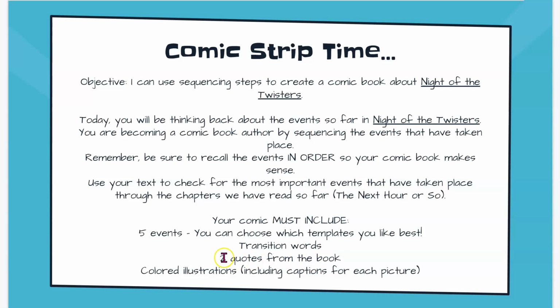You're also going to include 2 quotes from the book. Now, those could be something that characters have said that maybe are showing some emotion or some things that are going on, or maybe it's a description of the events and it's right from the book. So 2 quotes from the book. And then you want to include colored illustrations with a caption so we know what's happening in your picture. I know sometimes on Seesaw it's hard to draw those pictures, and so you want to make sure that you have some words detailing and describing what you've drawn.